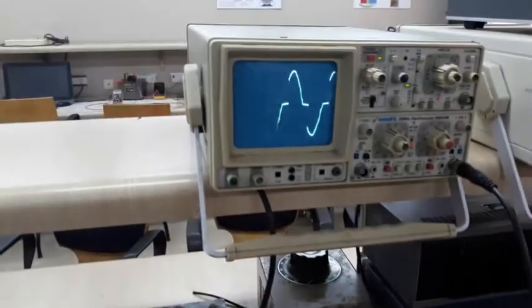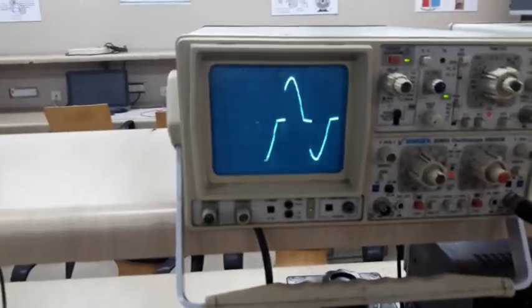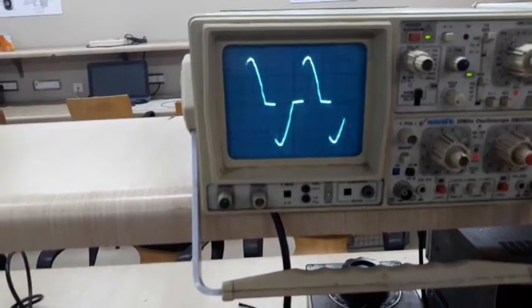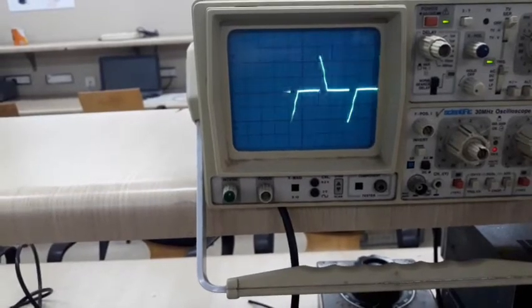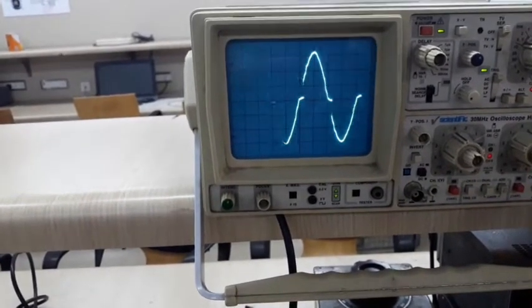And at the same point of time, if I take a look at my CRO, we can see there are graphs out there which depend on how much I rotate the potentiometer, which is what gives us the firing angle, as you can see here.